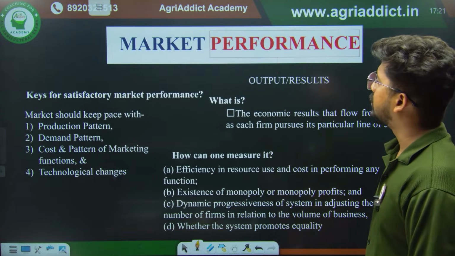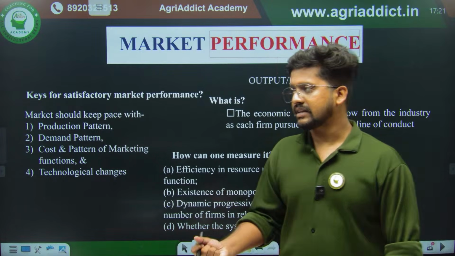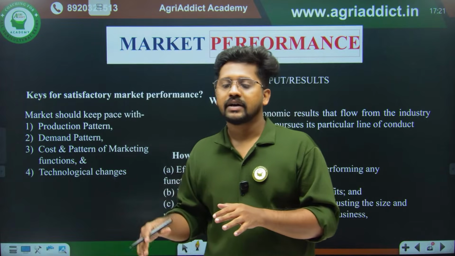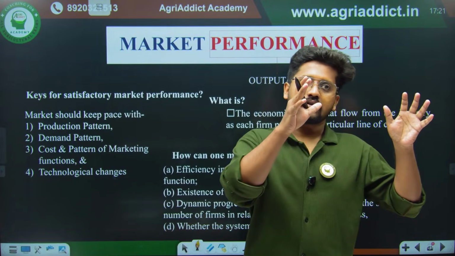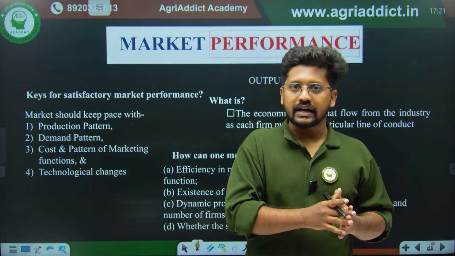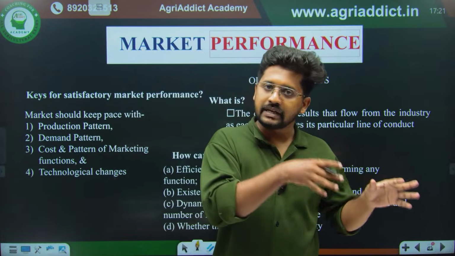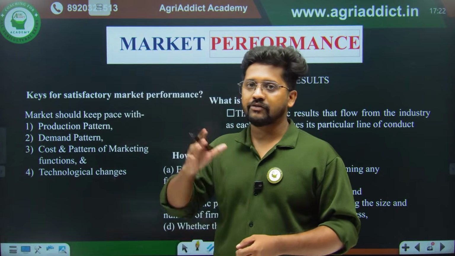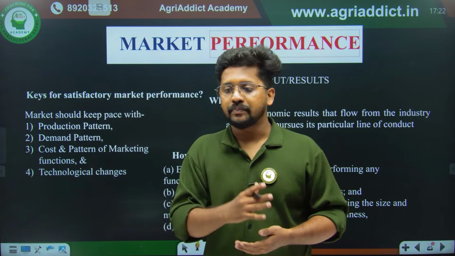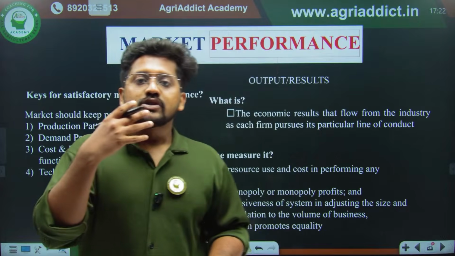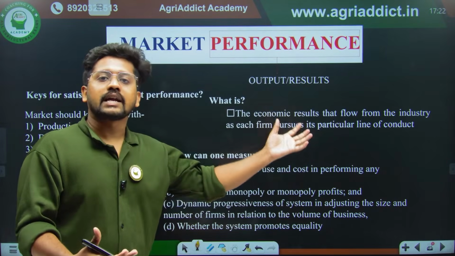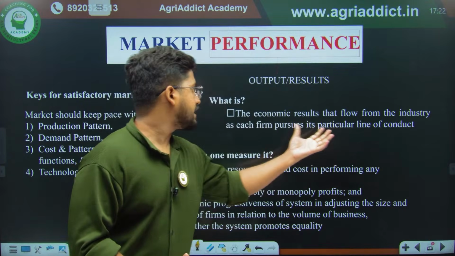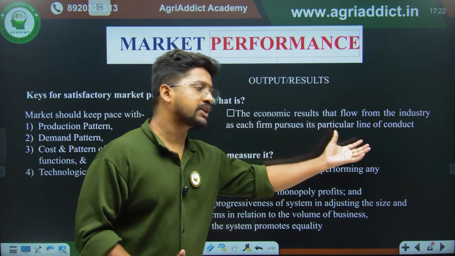Then comes the market performance. Based on the structure, there is an organizational setup, and there is a behavioral setup, which is nothing but the market conduct. So based on the structure and the behavior, what the market is delivering to the economy is nothing but the market performance. What is the economic outcome? So the outcome based on structure and conduct is given by the market performance: the economic results that flow from the industry as each firm pursues its particular line of conduct.